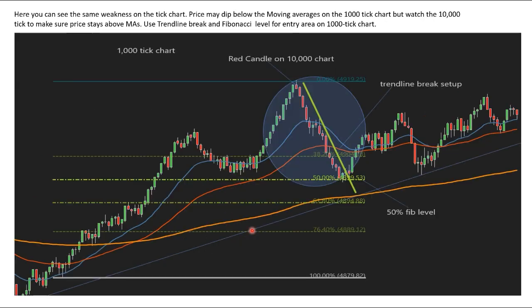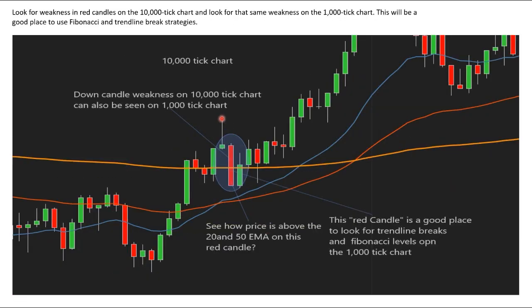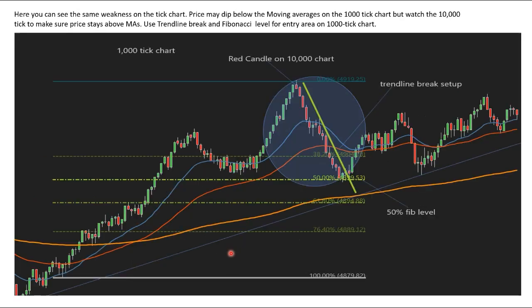Okay, so now we go down in the smaller time charts and we see a red candle developing here. We see that red candle developing right here on the 1,000 tick chart. And we're waiting for a Fibonacci pullback. Here's a 50% pullback right here to this area. It also happens to be coordinated with a trend line break.